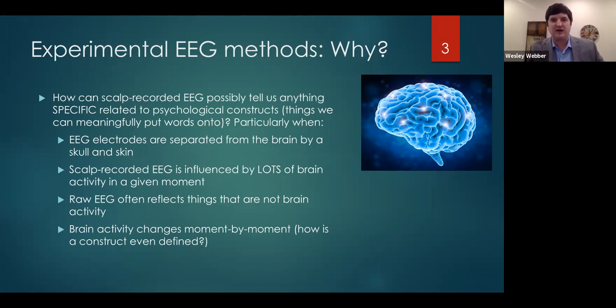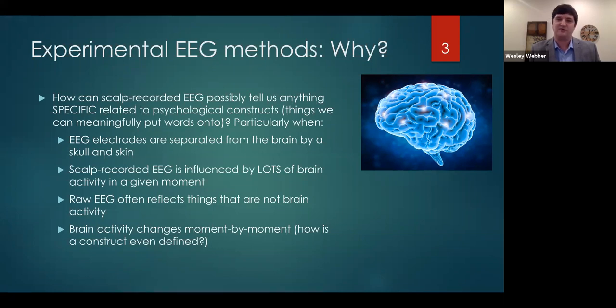Well, one thing that comes to my mind is knowing the things I know now about EEG designs, methods of analysis. If I kind of step outside of all that and think about just the bare bones of collecting EEG data, it's actually pretty astounding to me that we can develop methods that can tell us anything specific related to psychological constructs. So things that we can put words onto, ways that we're used to doing this through our own methods. In a way, it seems like an absurd idea that this is possible.